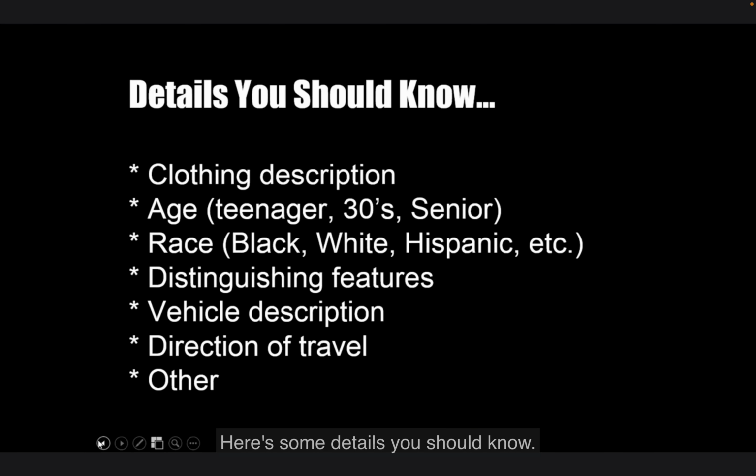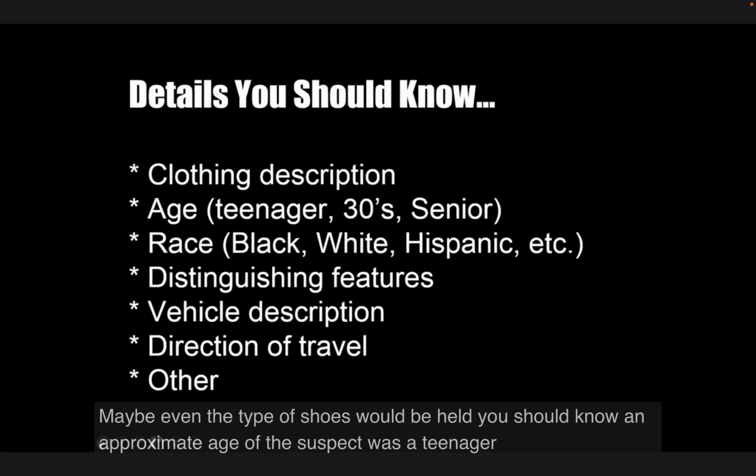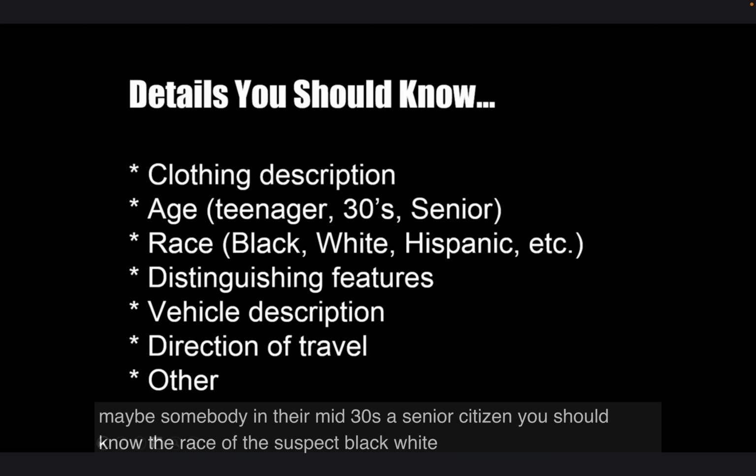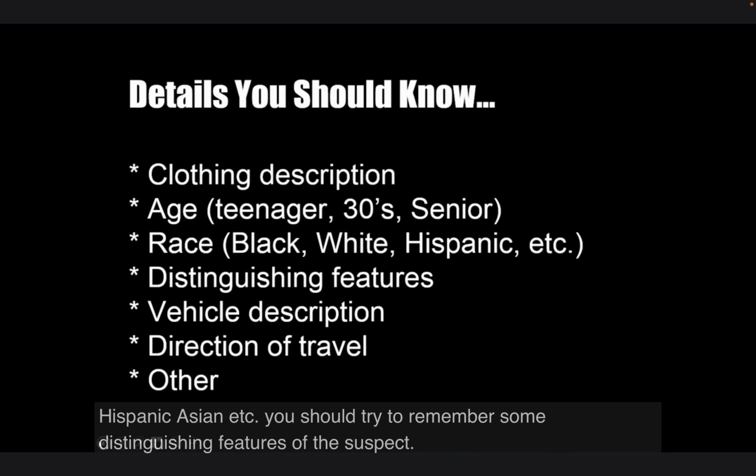So here's some details you should know. You should know a clothing description. What were they wearing? What type of shirt? What color pants? Were they wearing a hat, etc.? Maybe even the type of shoes would be helpful. You should know an approximate age of the suspect. Is it a teenager? Maybe somebody in their mid-30s, a senior citizen. You should know the race of the suspect. Black, white, Hispanic, Asian, etc.